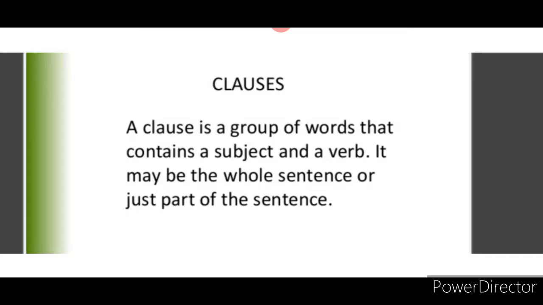For example, Nancy danced well. Nancy is the subject, danced is the verb. Do you all remember what is subject? I have taught you in the 8th standard. Yes, subject answers the question who. That is the subject. In the sentence pattern you have learnt what is subject.